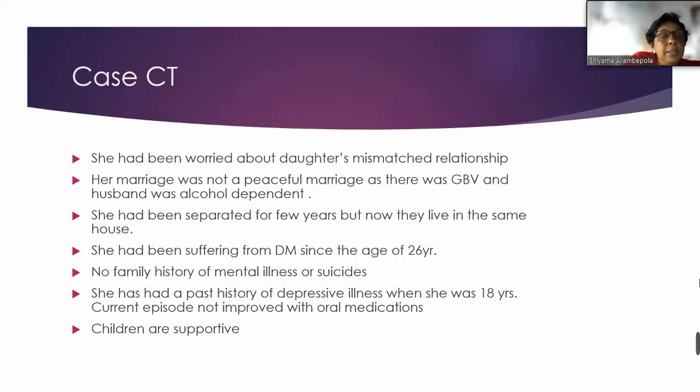So this is another case that we have been discussing earlier. There's this 56-year-old female who had tried to attempt suicide by taking an insulin overdose. She had been worried about her daughter's mismatched relationship, and her marriage was not a peaceful marriage as there was gender-based violence and her husband was alcohol dependent. She had been separated for a few years, but now they live in the same house. She had been suffering from diabetes since the age of 26 years, with no family history of mental illness or suicide. She has a past history of depressive illness when she was 18 years old, the current episode has not improved with oral medications, and her children are supportive.